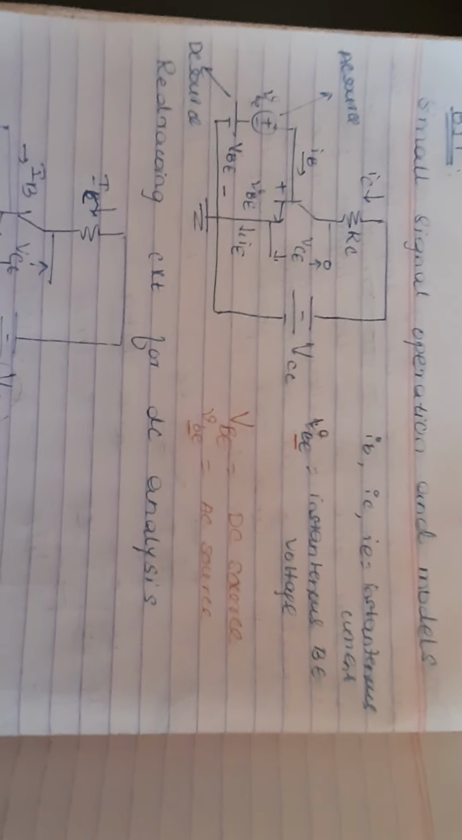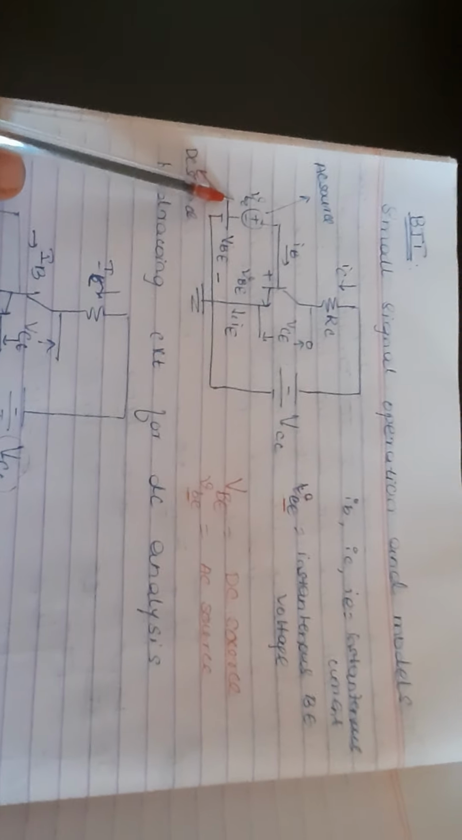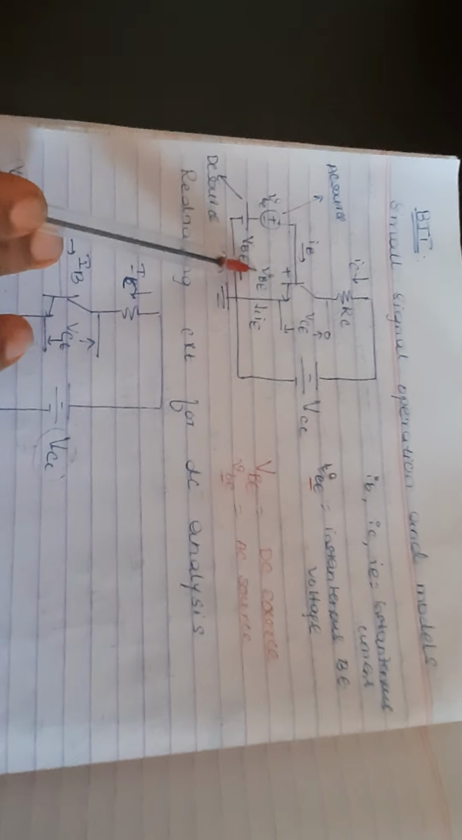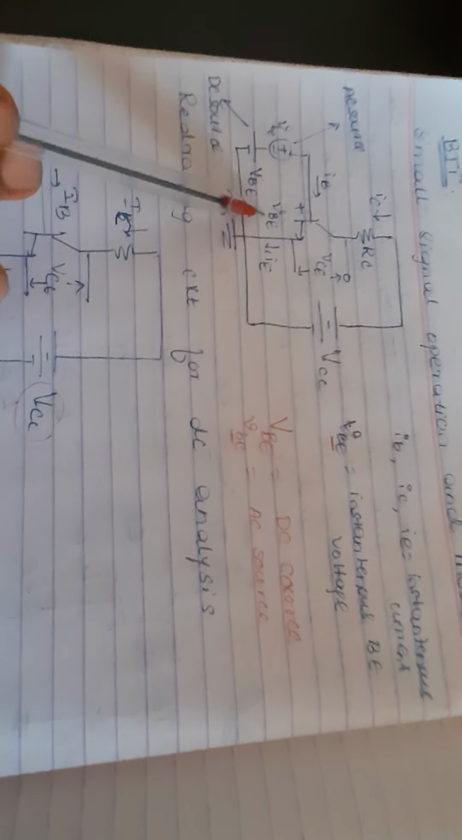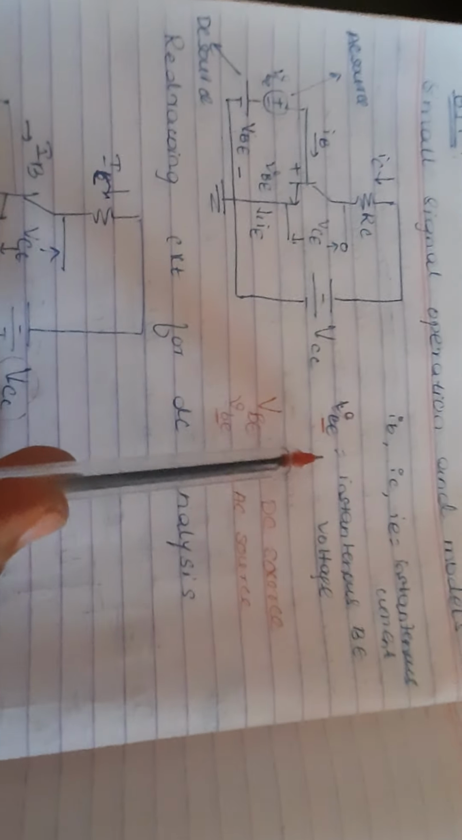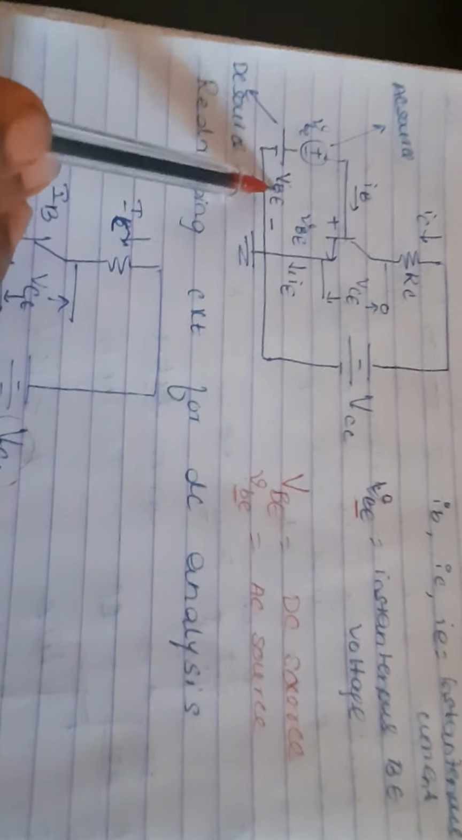Now, if a signal v_be is applied, the total instantaneous voltage, this is AC source, this is DC source, is v with the circle and BE, capital BE, the instantaneous base emitter voltage. I have written here also. And what does the instantaneous base emitter voltage consist of? Go back to the circuit. This V_BE consists of this plus this.